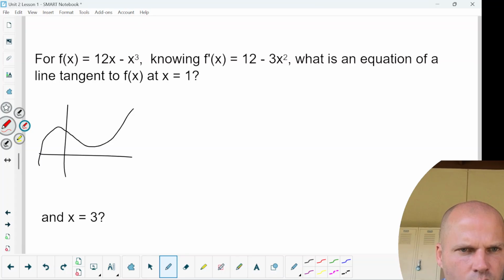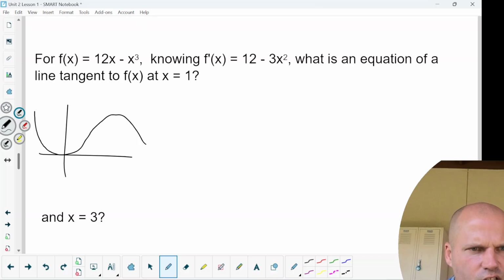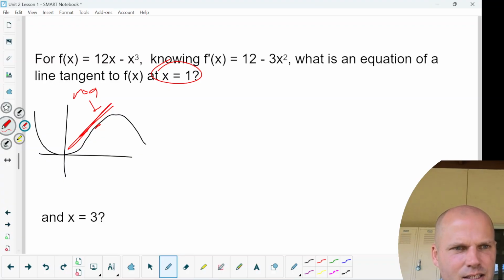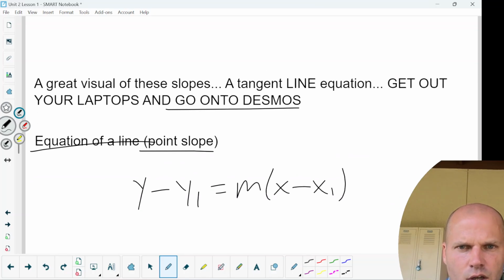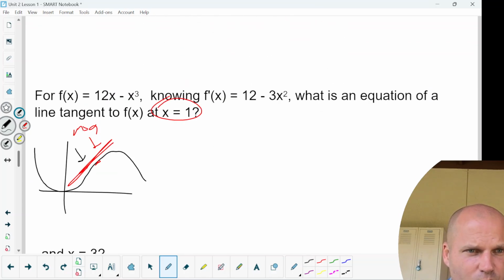Well, here's the idea. Could I somehow see this tangent line at x equals 1, where I know the slope was 9? How could I see that? Well, let's find the equation of this line and let's use Desmos to graph it. And I told you guys to break out Desmos. And when you're doing your homework, break out Desmos.